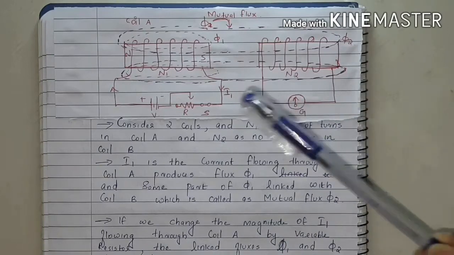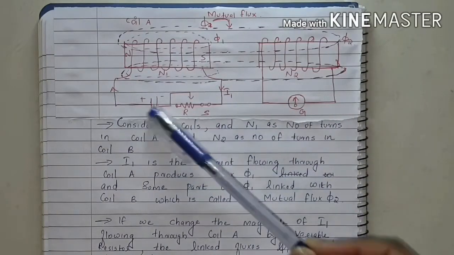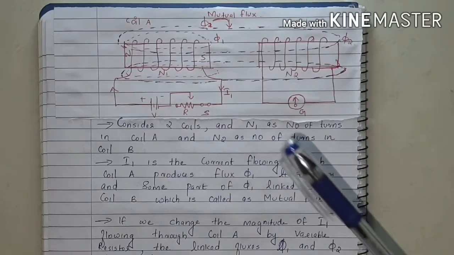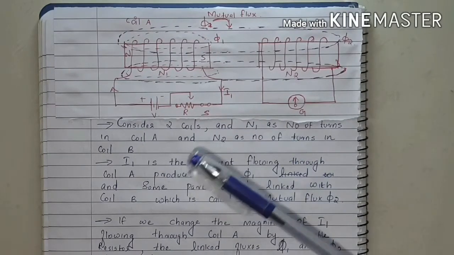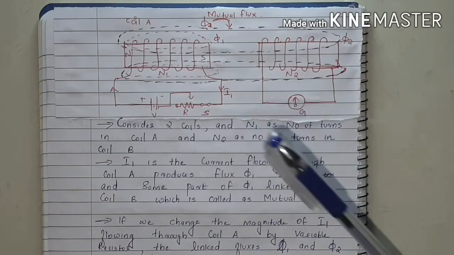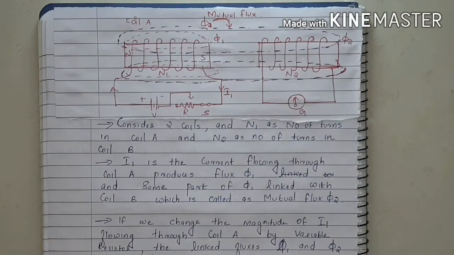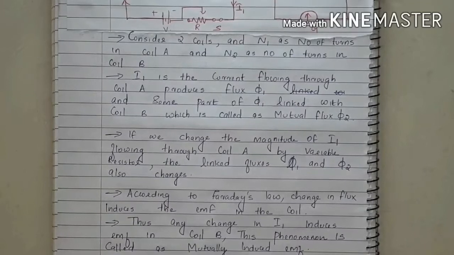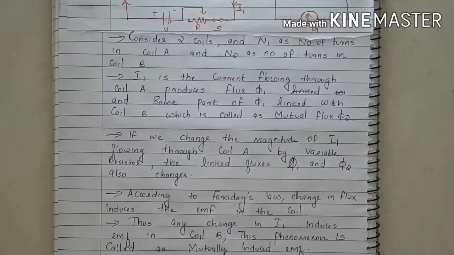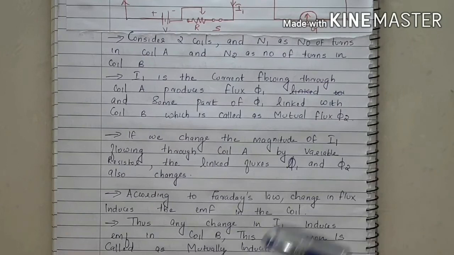If we change the magnitude of current I1 flowing through coil A by a variable resistor, the linked flux phi 2 gets changed. So, according to Faraday's law, this change in flux induces an EMF in the coil. Thus, any change in current I1 induces an EMF in the second coil, that is coil B. This phenomenon is known as mutually induced EMF.